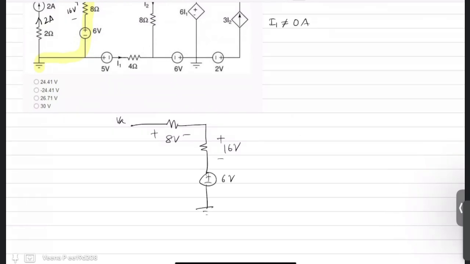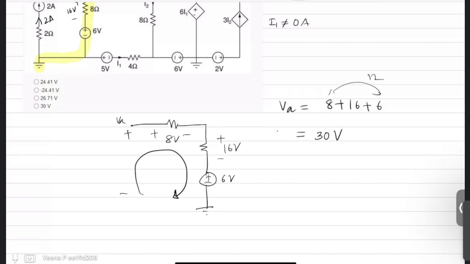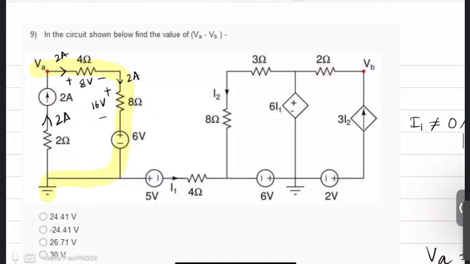have a ground. Now you can apply your KVL because this VA is nothing but 8 plus 16 plus 6, because these all are additive. This is a loop, so you apply KVL: plus VA minus 8 minus 16 minus 6 is 0, or VA is equal to 8 plus 16 plus 6, which is nothing but 30 volts. So your VA you got. So out of VA minus VB, VA is 30 volts.